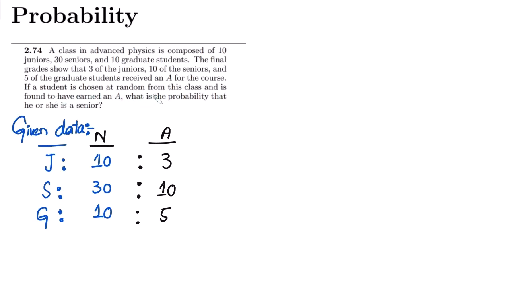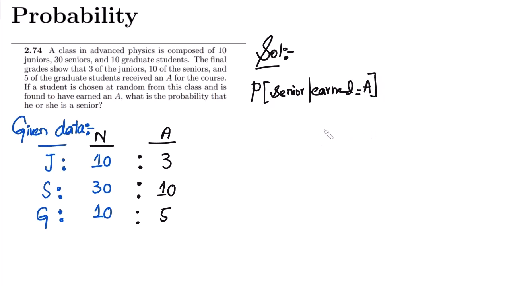If a student is chosen at random from this class and is found to have earned an A, what is the probability that he or she is a senior? Let me solve it here. What do we have to find out? I have to find out the probability that he is a senior student given that he has earned grade A.